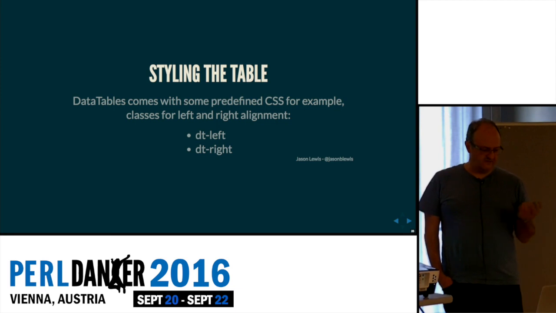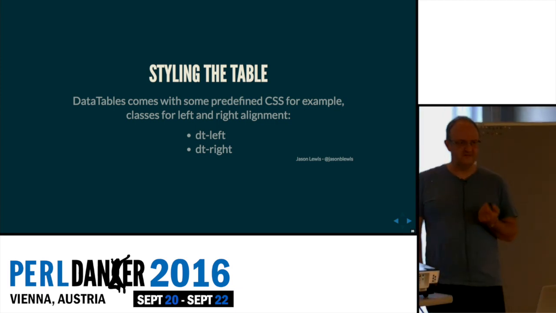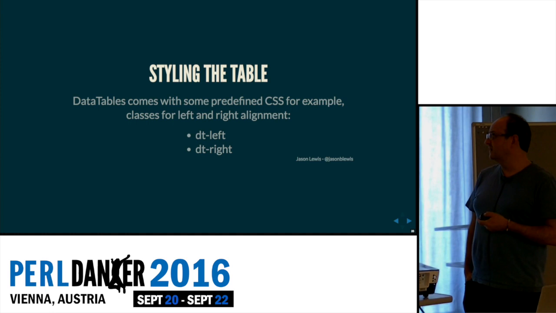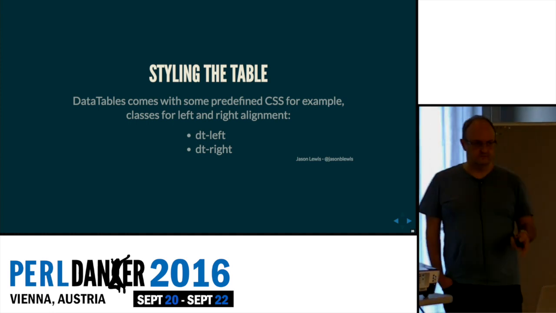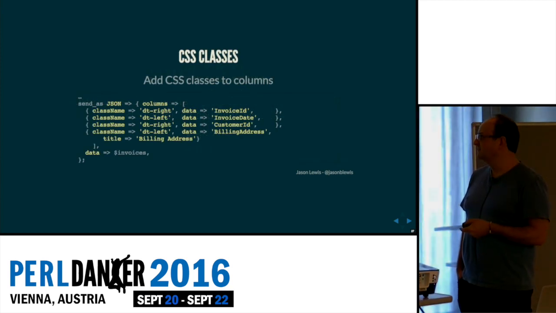So, styling of the table. Data Tables comes with CSS. And as an example, you can easily add a class of dt-left or dt-right to the columns to align the data left or right in the columns like this. So from before we had our column definition here, we just added a class name for that column. So it'll get dt-right or dt-left.